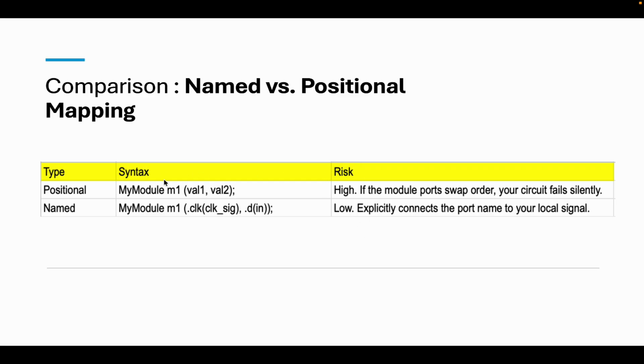By chance, if this variable value 2 comes first and the value 1 goes next, your circuit will fail silently. So what we will use is named-type instantiation. Here we put the clock and assign whatever was there in our lower level module. Similarly, your D is given as input. So the risk becomes very low because you are telling which connection goes from my higher level module to my lower level module. So the connection of the ports will be assigned to your local signal.